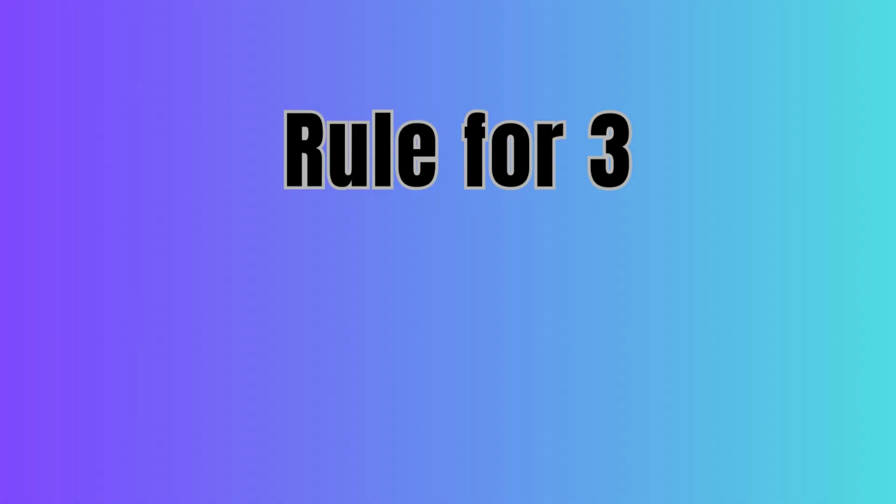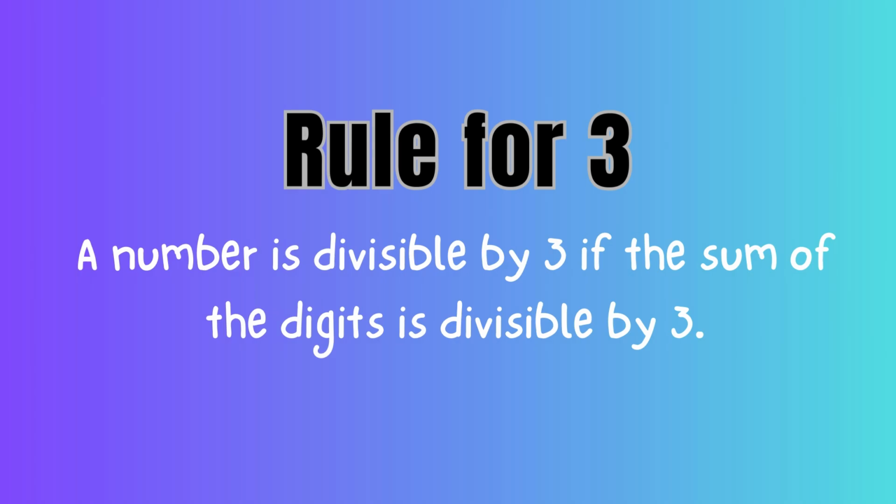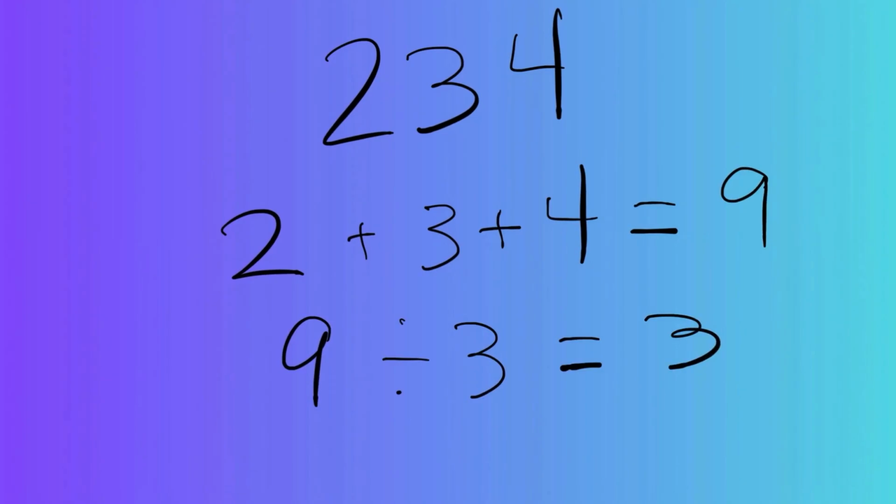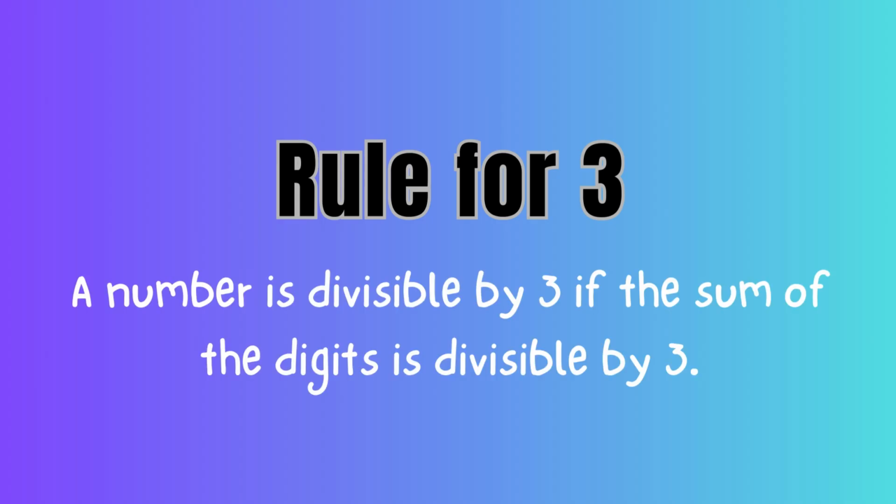Divisibility by 3. Now, this one's a little bit trickier, but it's cool. A number is divisible by 3 if the sum of its digits is divisible by 3. For example, the number 234. 2 plus 3 plus 4 equals 9. And 9 is divisible by 3, so 234 must also be divisible by 3. It's really cool.